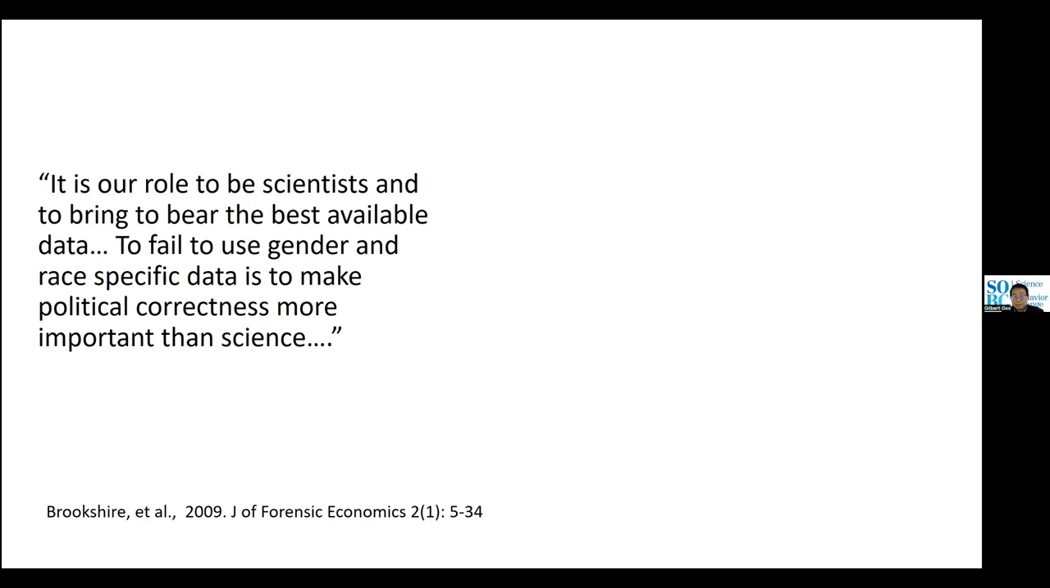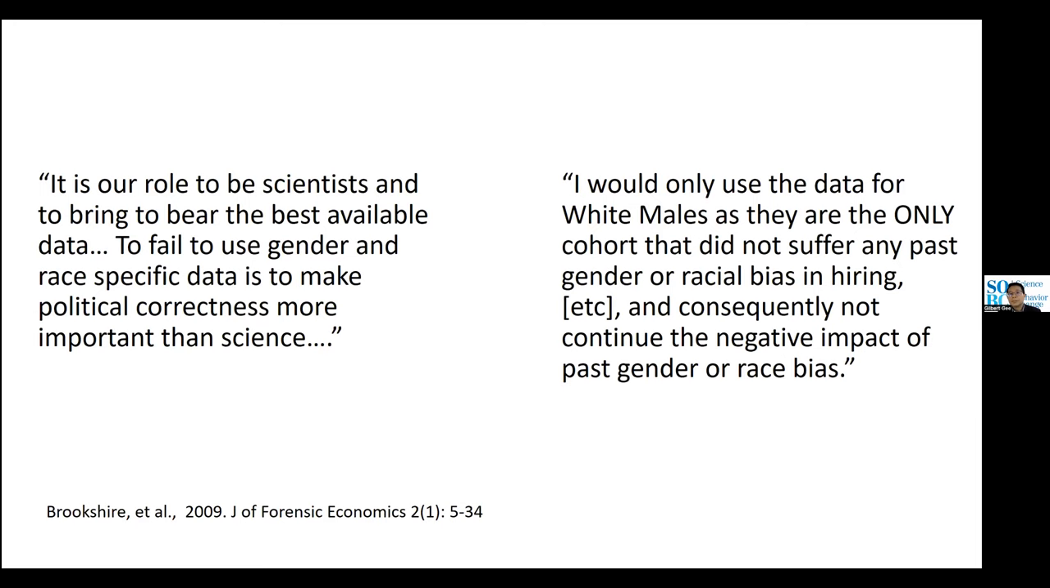But not everybody agrees. Here's another forensic economist who wrote, "I would only use the data for white males, as they are the only cohort that did not suffer any past gender or racial bias in hiring, et cetera, and consequently not continue the negative impact of racial and gender bias." So these racial correction factors have real consequences intergenerationally. And it's not even a given within that profession to use these or not. These are not only scientific issues, but ethical and moral issues as well.